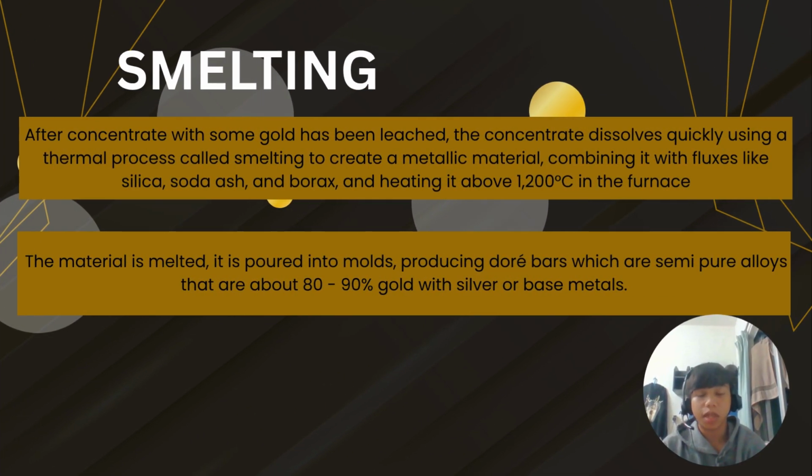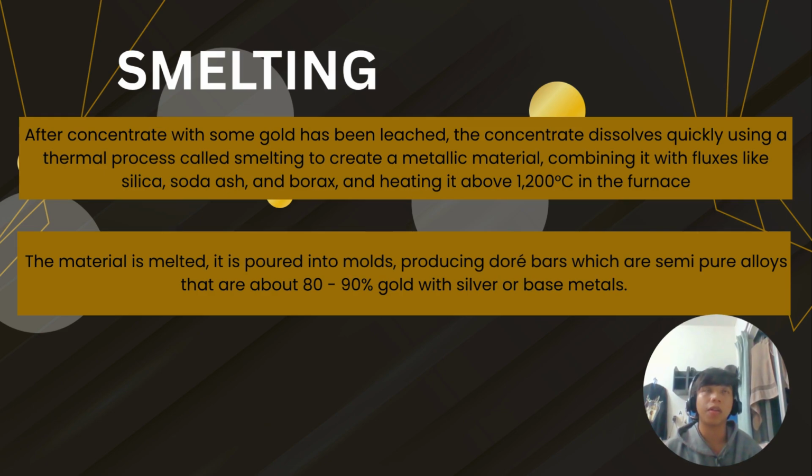Assalamualaikum, and today I'm going to continue the presentation about smelting. After the concentrate with some gold has been leached, it is treated using a thermal process called smelting to create a metallic material, combining it with flux like silica, soda ash, and borax, and heating it above 1200 Celsius in the furnace. The material will be melted and poured into a mold, producing doré bars, which are semi-pure alloys that are about 80 or 90 percent gold with silver or base metal.